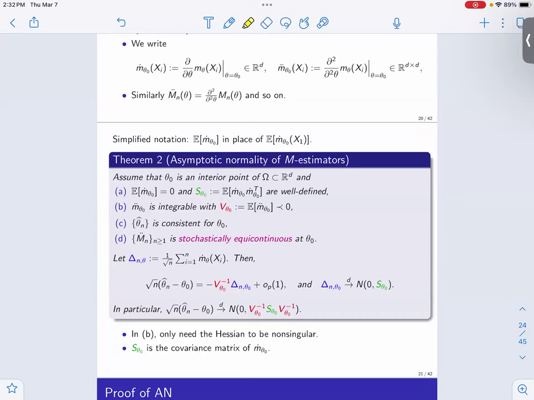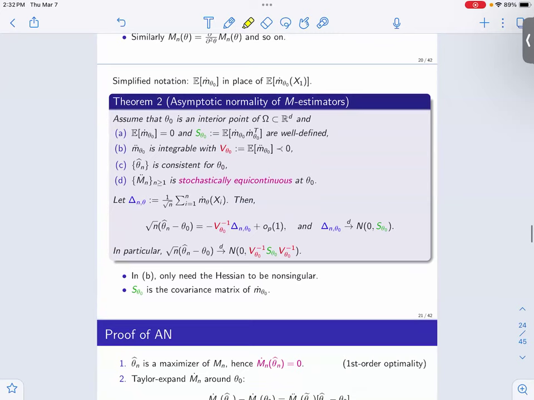So if theta0 is in the interior of the parameter space, and if these four conditions hold, then this is the final result. Ignore the second one. This is saying that theta hat n, the M estimator, is asymptotically normal. So it has an asymptotic normal distribution similar to the CLT. The limit would be normal with mean zero, and this is the covariance matrix. Okay, so what are these matrices? Let me go through the argument.